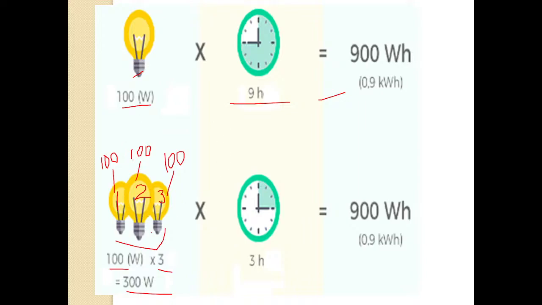And these 3 lamps of 300 watts are operated for 3 hours. So for this one lamp, whose rating is 100 watts, operated for 9 hours, how much energy or how many units are consumed here?